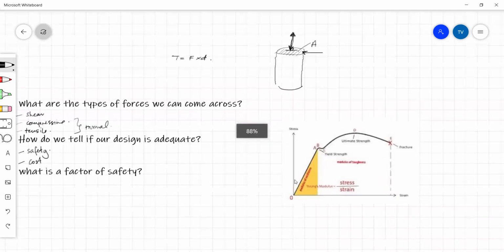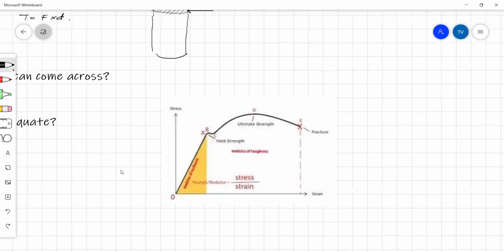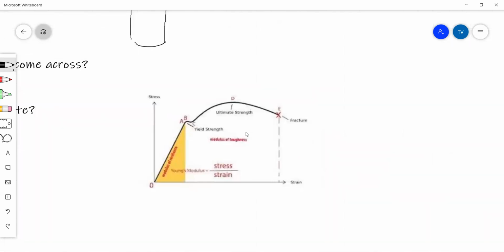So hopefully you've all been attending the lectures and you know a little bit about the stress strain curve. Now, for you guys who are doing mechanical or civil engineering, this is the fundamentals. This is the foundation. Understanding the stress strain curve. The stress strain curve gives the relationship between the stress and strain of a material when it experiences some kind of force.